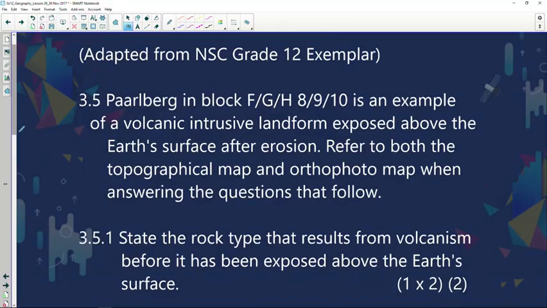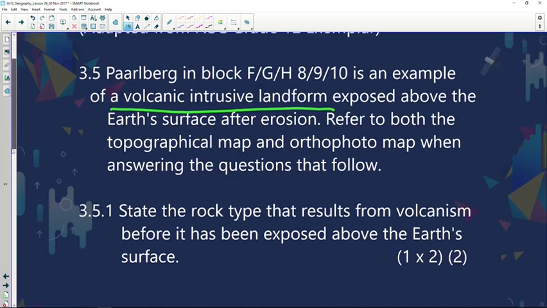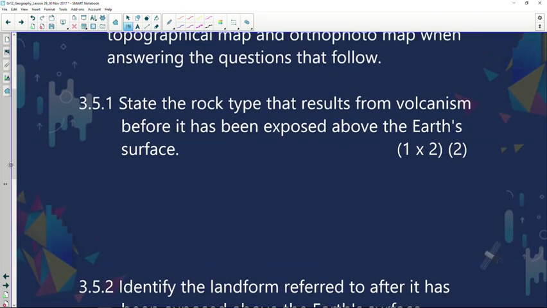If you look quickly at question 3.5, Paarlberg and blocks F, G and H, 8, 9 and 10 is an example of a volcanic intrusive landform. Now it used to be a batholith, and over the years that batholith has been exposed as a massive granite dome, because of erosion, referring to both the topographical map and orthophoto. First of all, 3.5.1: state the rock type that results from the volcanism before it has been exposed above the Earth's surface. Now let's just quickly have a look at it.